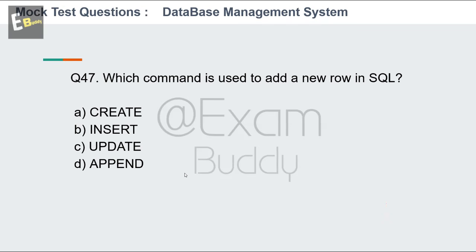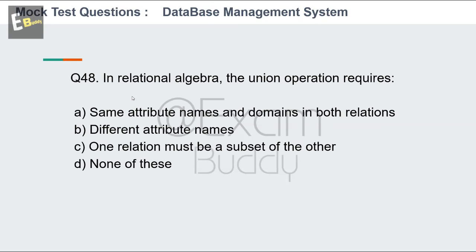And the answer is B, insert. Now let's go to our question number 48. In relational algebra, the union operation requires, so these are the options: same attribute names and domains in both relations, different attribute names, one relation must be a subset of the other, none of these. So your time starts now.